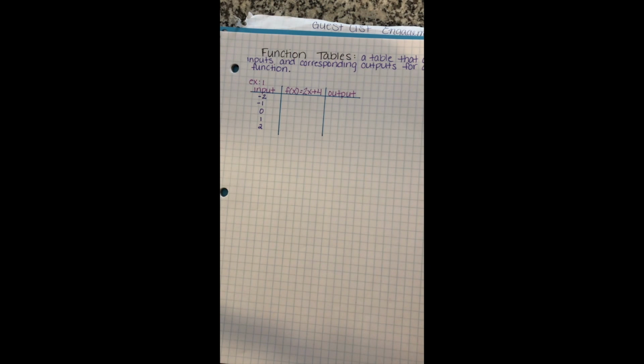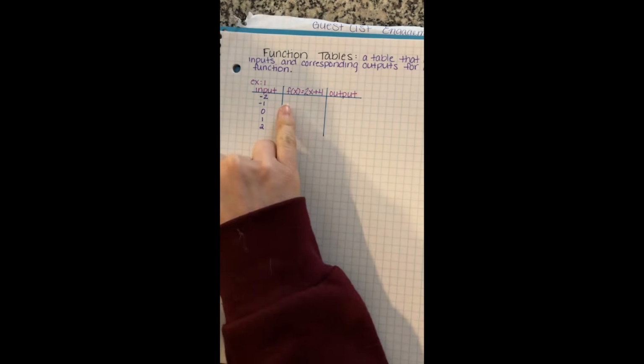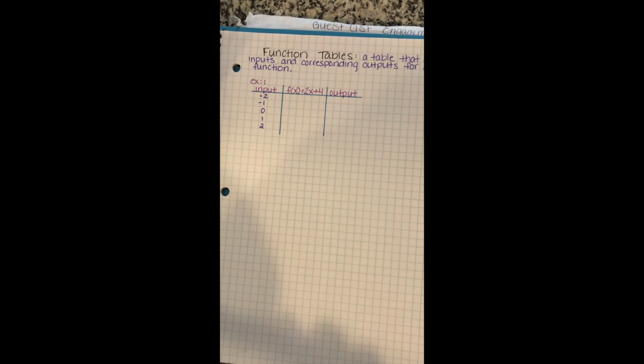Okay, today we're going to talk about function tables, how to create a function table for a given function. So a function table is a table that displays inputs and corresponding outputs for a particular function. So here we have our function f of x equals 2x plus 4.